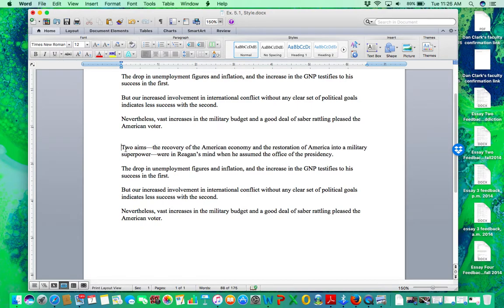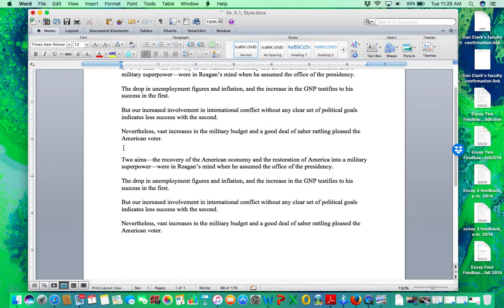All right. So now I'm going to read it. I probably could have read it all together, but so two aims: the recovery of America. And as I read it, the first thing to do is to just try to understand it, and not so much analyze it yet, but understand it.